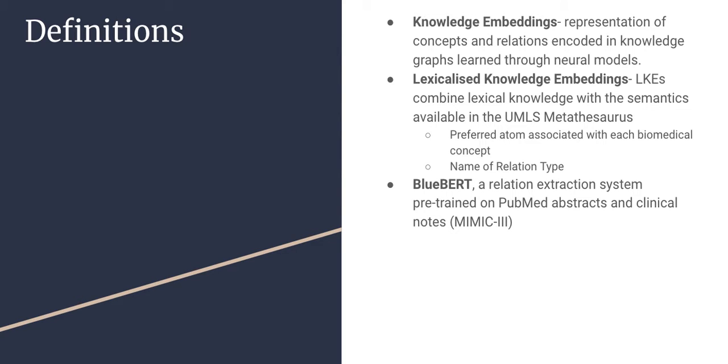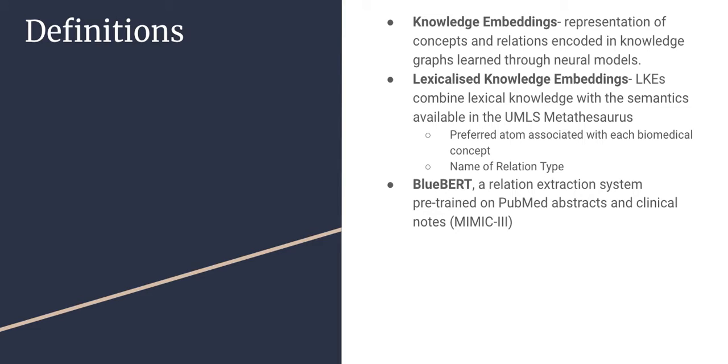So first, let me tell you what knowledge embeddings are. It is the representation of concepts and relations encoded in knowledge graphs. Also, one definition that will be used later is lexicalized knowledge embeddings, which combines the lexical knowledge with the semantics available in the UMLS Metathesaurus. It does so by preferring the term associated with each biomedical concept.